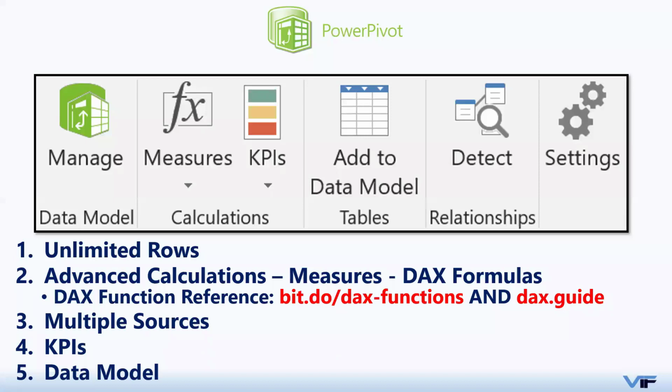This is the screen of Power Pivot. This is the ribbon that you are going to see on your Excel. So in that ribbon, we talk about the manage, which is the data model. That has to do with the unlimited rows. We have the measures, and those are the advanced calculations, the DAX formulas. And I have here listed a DAX function reference you can always go to, and you can pull all kinds of information on all formulas that you like.